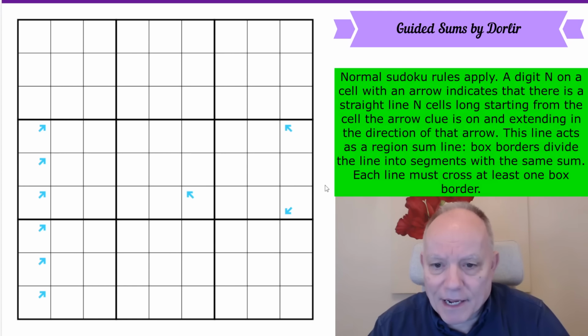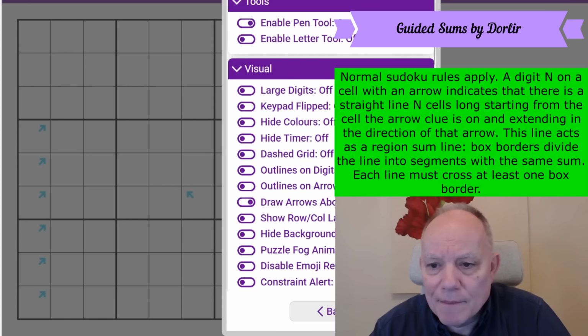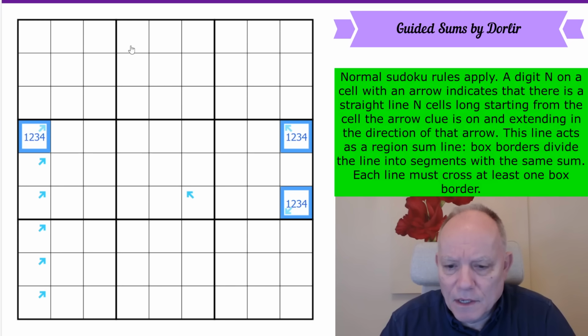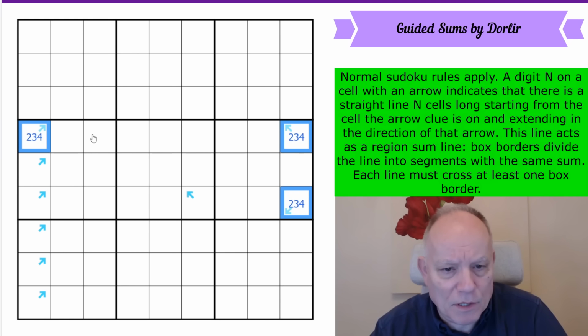Let's get cracking. Okay, I am firstly going to enable the pen tool so I can draw some of these lines. Well, let's look at these, they are definitely quite short lines. In these cells, the maximum length of the line is 4 cells. It can't be 1 because it has to cross a box border. So these digits are all 2, 3 or 4.